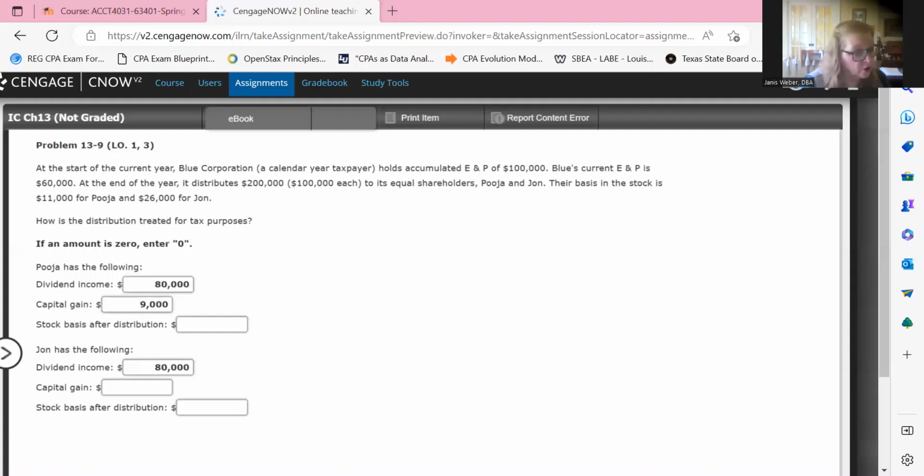And that puts her with the next question: what's her basis? She used all of it up, so she's got 0 basis. So she used all of it. Now, what's going to happen with him? This is Pooja, and this is John, and his basis is 26,000.